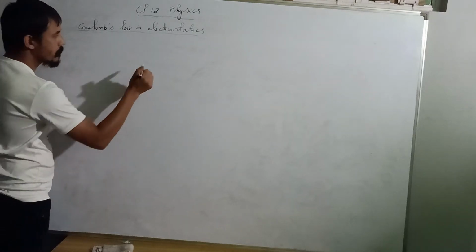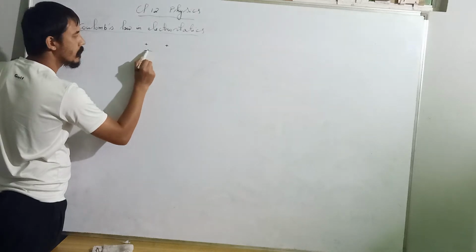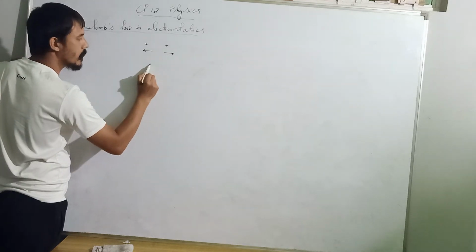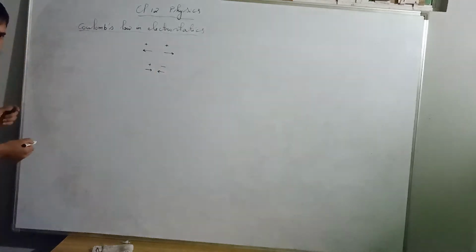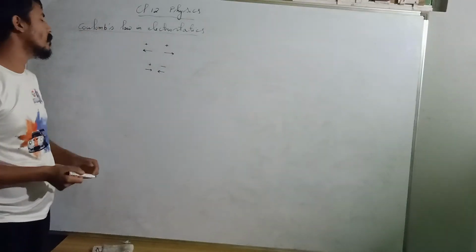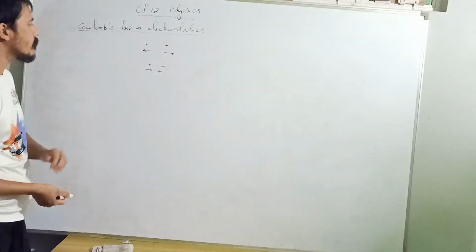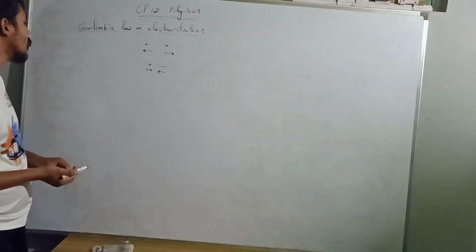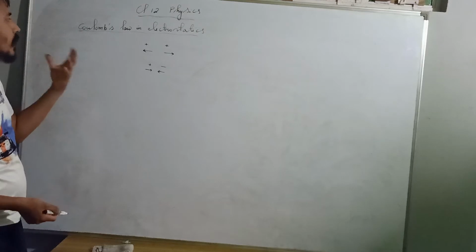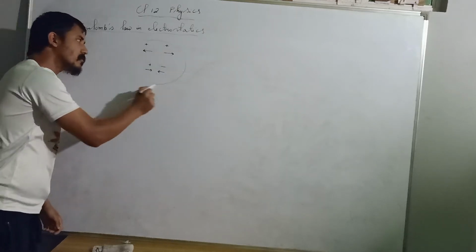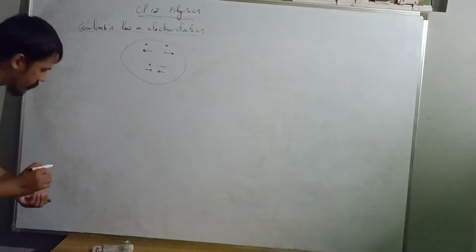We know that like charges repel each other and unlike charges attract each other with some forces, right? So using Coulomb's law, we will know how much force of repulsion or how much force of attraction is present between any two charges. Coulomb's law gives the magnitude and the direction of the force that is present between two charges.